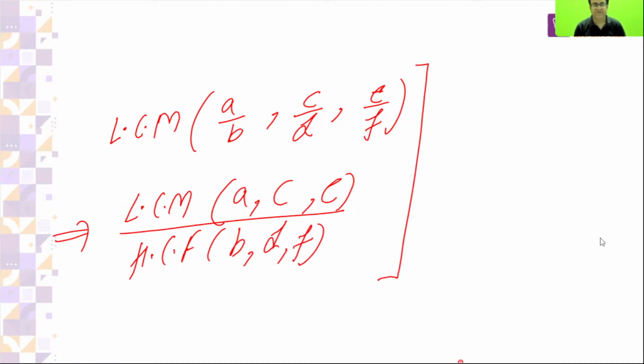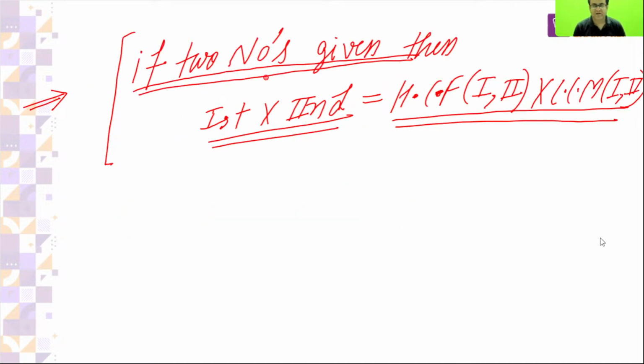And one more concept I have given you: if two numbers are given, then first number into second number is equal to HCF of first and second into LCM of first and second. Sometimes they will give you HCF this much, LCM this much, and the first number this much, and ask you to find the other one. So you can find it. That is not a problem.